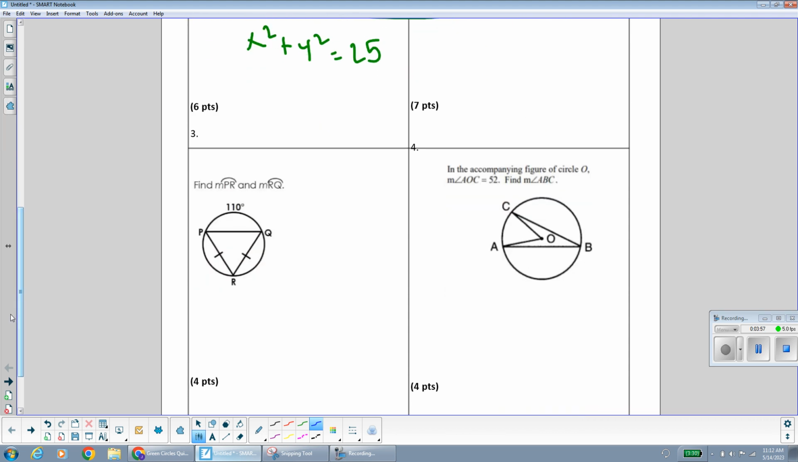We know that all of the arcs to total a full circle is 360 degrees. So if I do 360 minus 110, I get 250. And so let me write that here. 360 minus 110 equals 250. And since these chords are congruent, I know that the arcs that they intercept have to be congruent as well. So 250 divided by 2 gives me 125 degrees for each of these arcs.